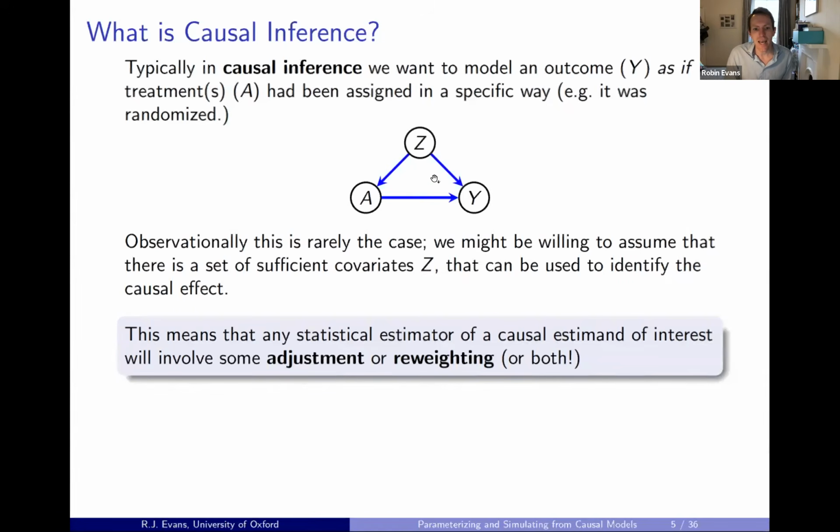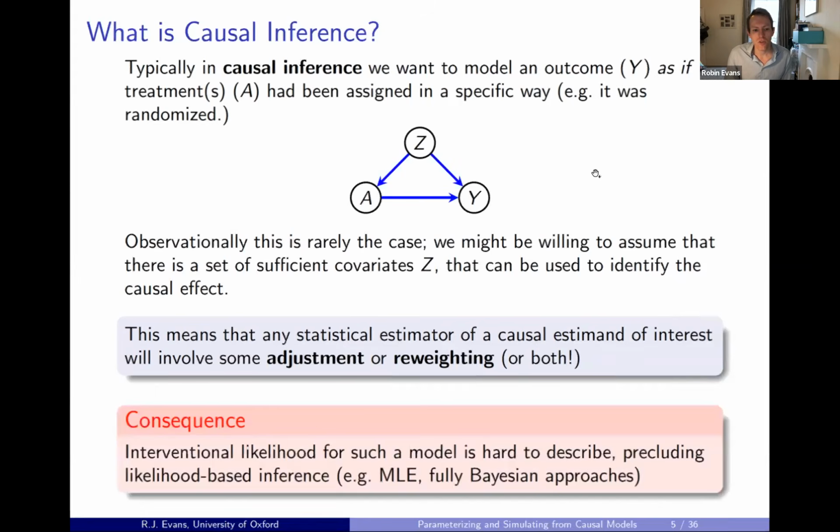This basically means that any statistical estimator of the causal estimand of interest, which in our case here is the causal effect of when we intervene on A, what happens to the distribution of Y, is going to involve either some adjustment using these covariates Z or some reweighting. So we might first estimate the distribution of A given Z and use the propensity score to reweight, or some other fairly complicated method for identifying this causal effect.